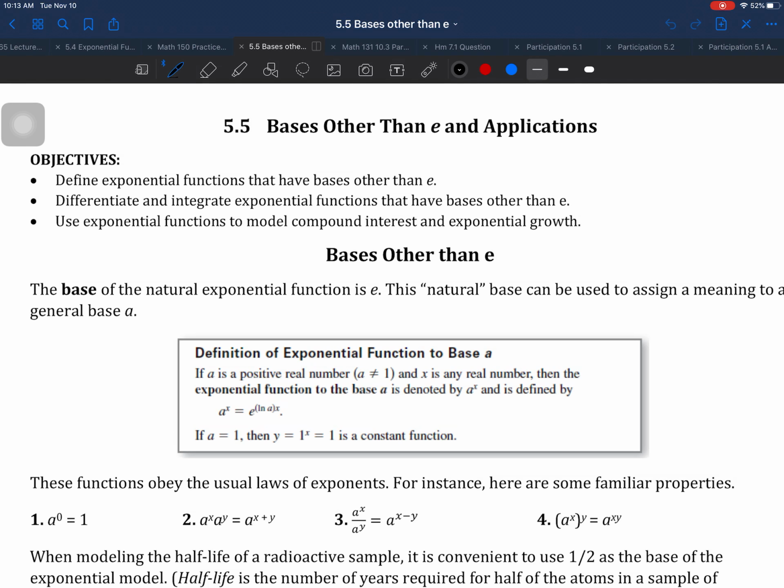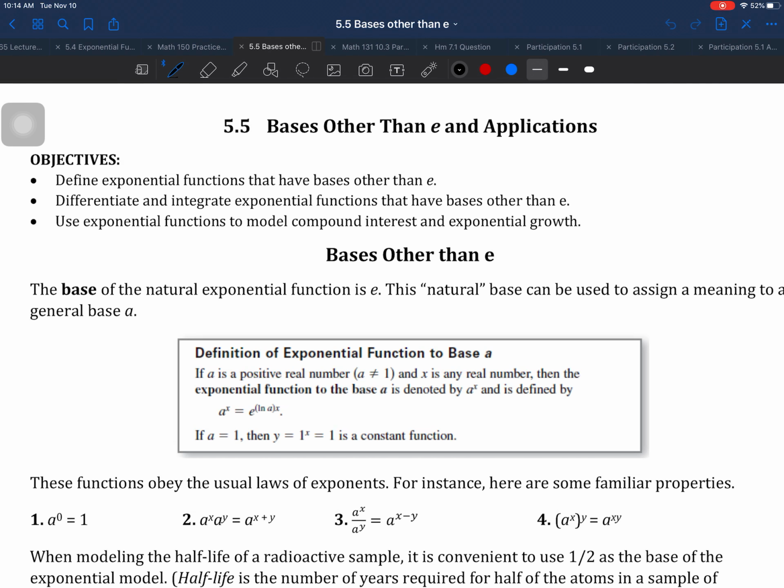Hi class, welcome back. Today we're going to discuss the bases other than e and its applications. This is 5.5, and by bases other than e, we mean the exponential functions other than base e. We're going to discuss the definition of this exponential and how this relates to natural exponentials in one way or another, and define the derivatives, and possibly the integral, how to integrate them as well.